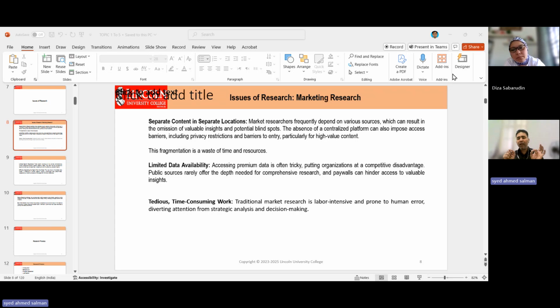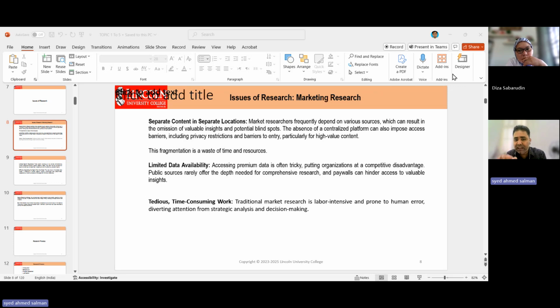Limited data availability means that you do not have enough data in your hands when you are doing the marketing research. When you do not have sufficient or comprehensive data, how are you going to analyze, understand and interpret the data? Limited data availability means limited knowledge.